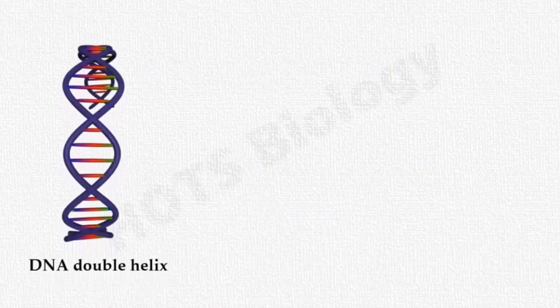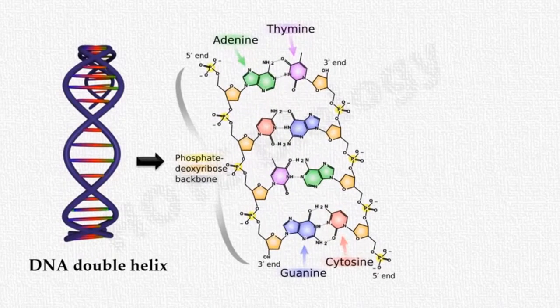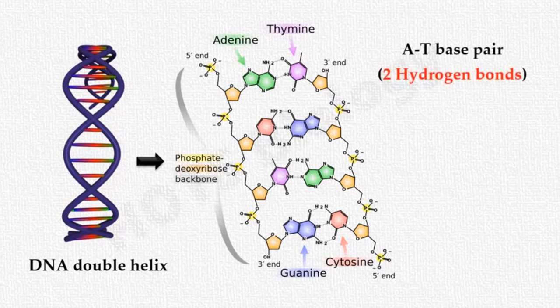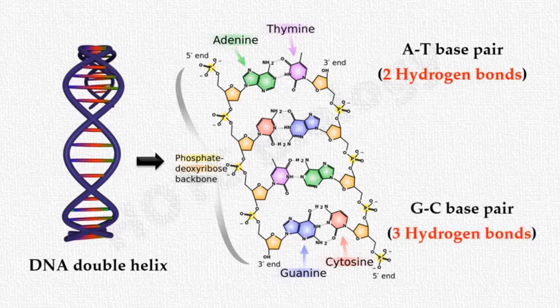DNA is a double-stranded molecule. It is stabilized by chemical interactions. Most important of these interactions is the hydrogen bonds. Also, we know that adenine always pairs with thymine via 2 hydrogen bonds, and cytosine always pairs with guanine via 3 hydrogen bonds.